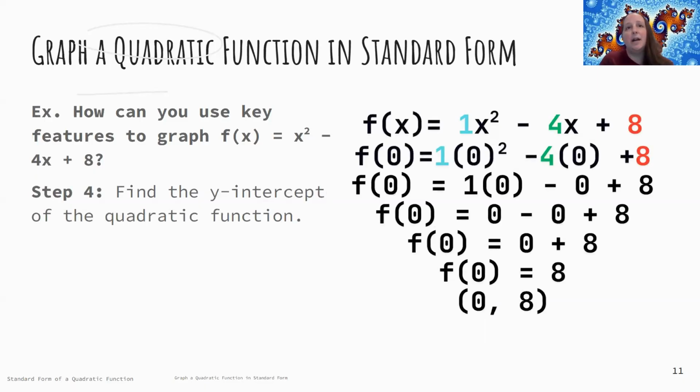From here, I can find the y-intercept of my function. I can do this by substituting 0 in for x, since I'm looking for where it crosses the y-axis, not the x-axis. So in this case, I substitute 0 in. 0 squared is 0, times 1 is 0, 4 times 0 is 0, 0 minus 0 is 0, plus 8 gives me +8. So my y-intercept is that c value in the end.